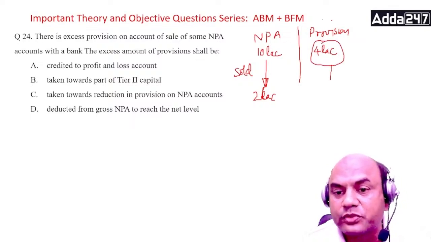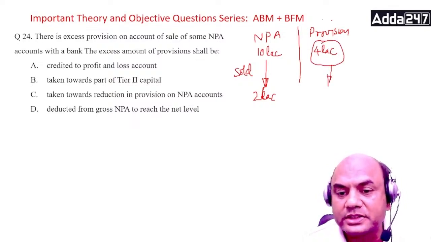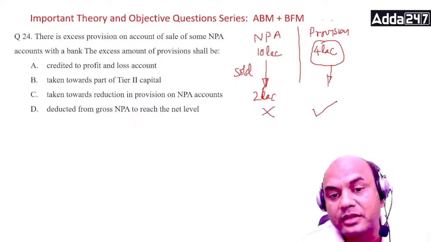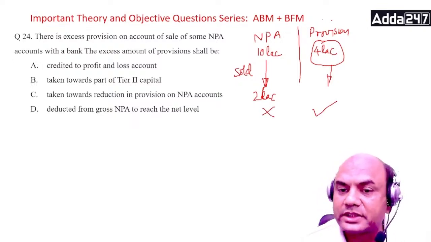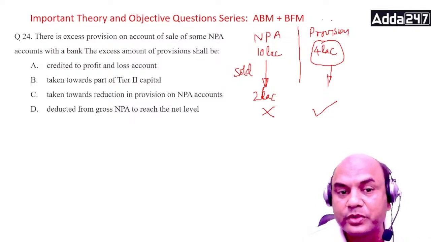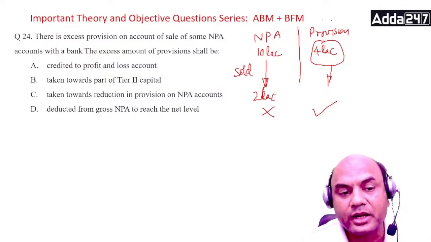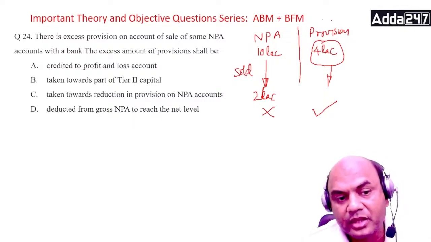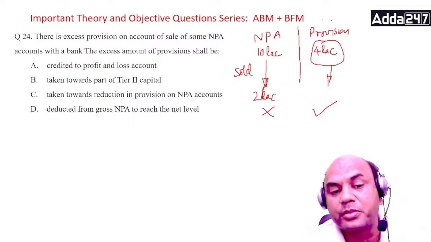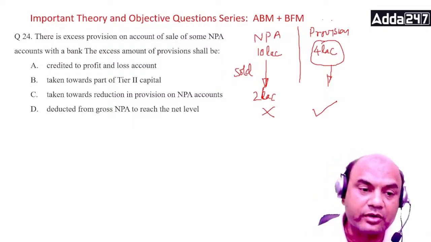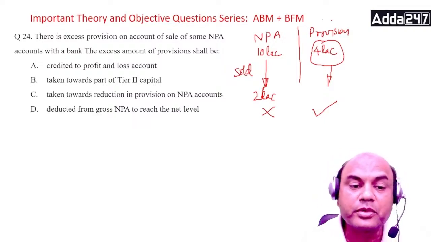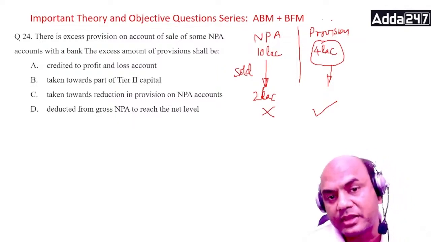So the question is for this amount, not for that amount. Otherwise many of you might think, what should I do with this 2 lakhs? It's not with this 2 lakhs. This is for the provision. So the excess amount of provision shall be credited to the P&L account, taken towards part of the tier 2 capital, taken towards reduction in the provision on NPA accounts, deducted from the gross NPA to reach the net level.